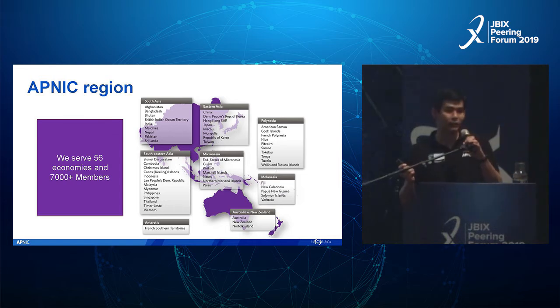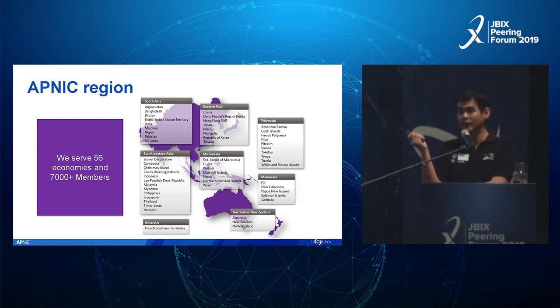In APNIC, we serve across 56 economies, and we have around 7,000 plus members as we speak now. From the list, you can see all the economies that we serve. Map-wise, from the left, you can imagine from Afghanistan all the way across to the right, Australia, New Zealand, and the Pacific Islands.